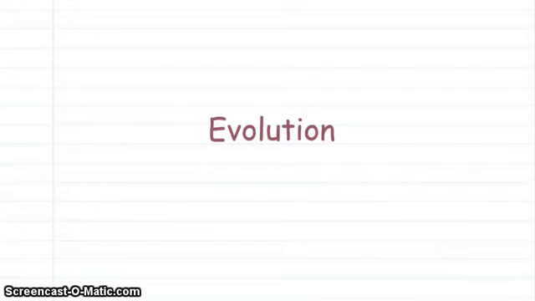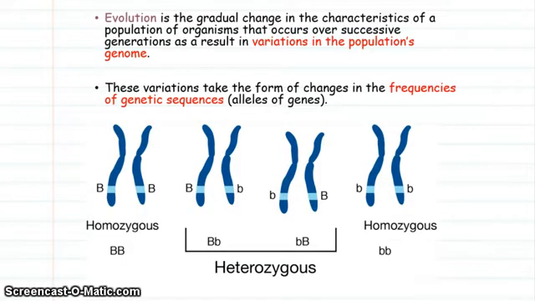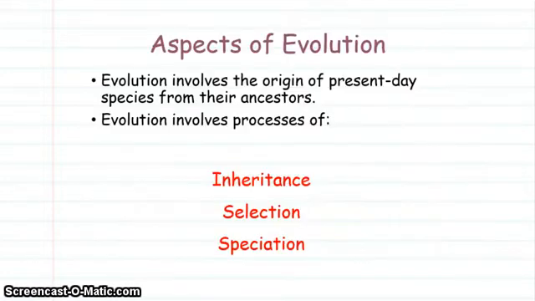Okay, everyone, welcome back. We're on to the next stage, evolution. Essentially, this is a change in the frequency of certain alleles over many generations in order to change the genome of a particular population. There are several aspects of evolution: inheritance, selection, and speciation, and we look at these in turn.